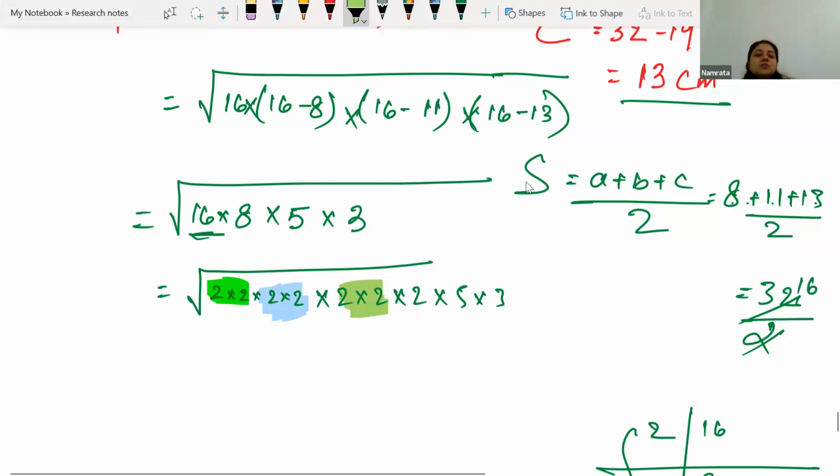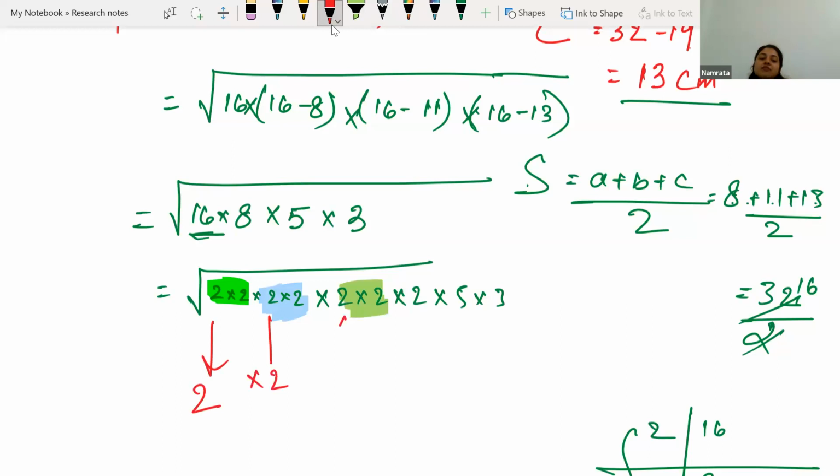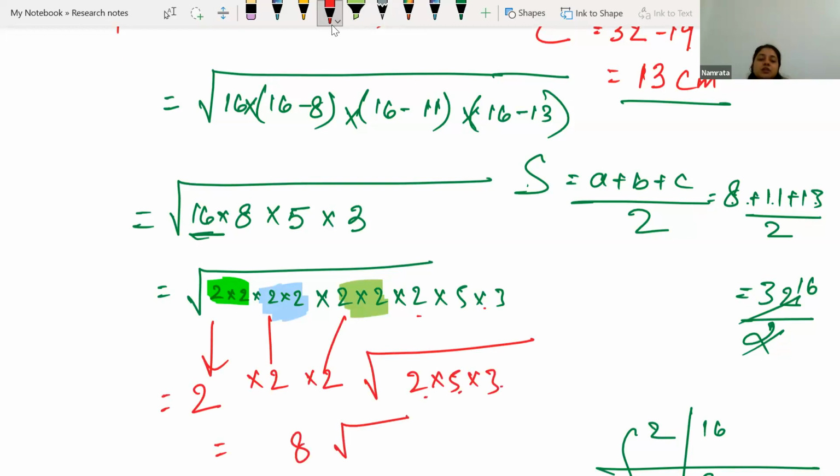Okay, so whatever is in pair, let's take it out. So one number will come out from the square root, 2 will come out from here, one more 2 will come out from here, and one more 2 will come out from here, and under root what we will be having is 2 into 5 into 3. So 2 times 5 times 3. So we will be having the answer as 8 under root 5 2 times 10 into 3, that means 30. That is our final answer, in centimeter square or meter square, whatever unit is given, accordingly we will write the unit of area.